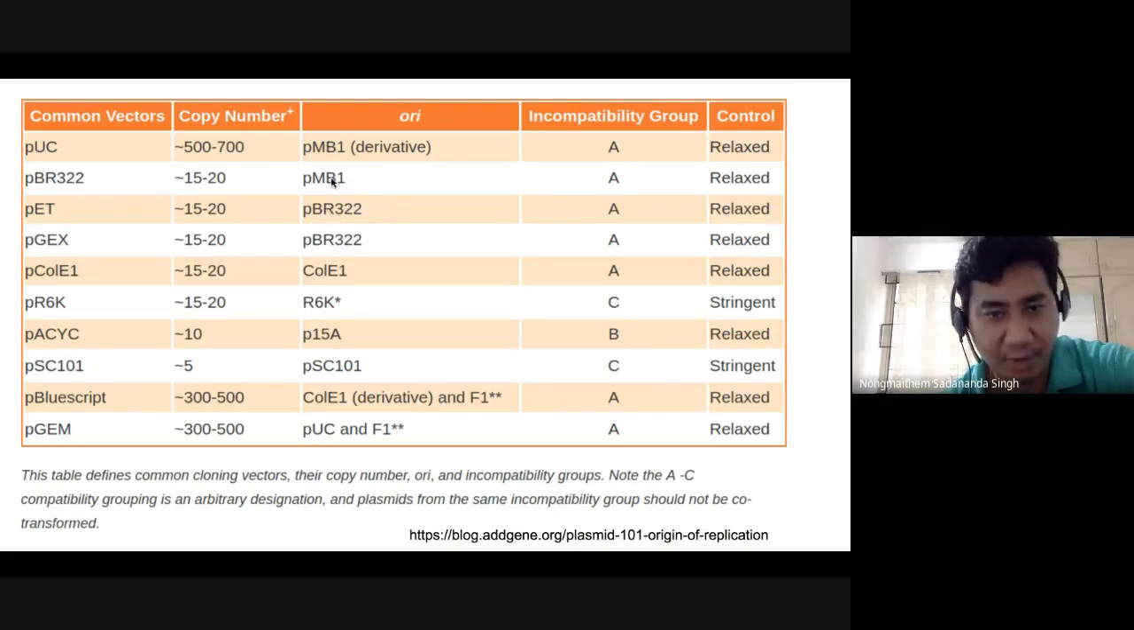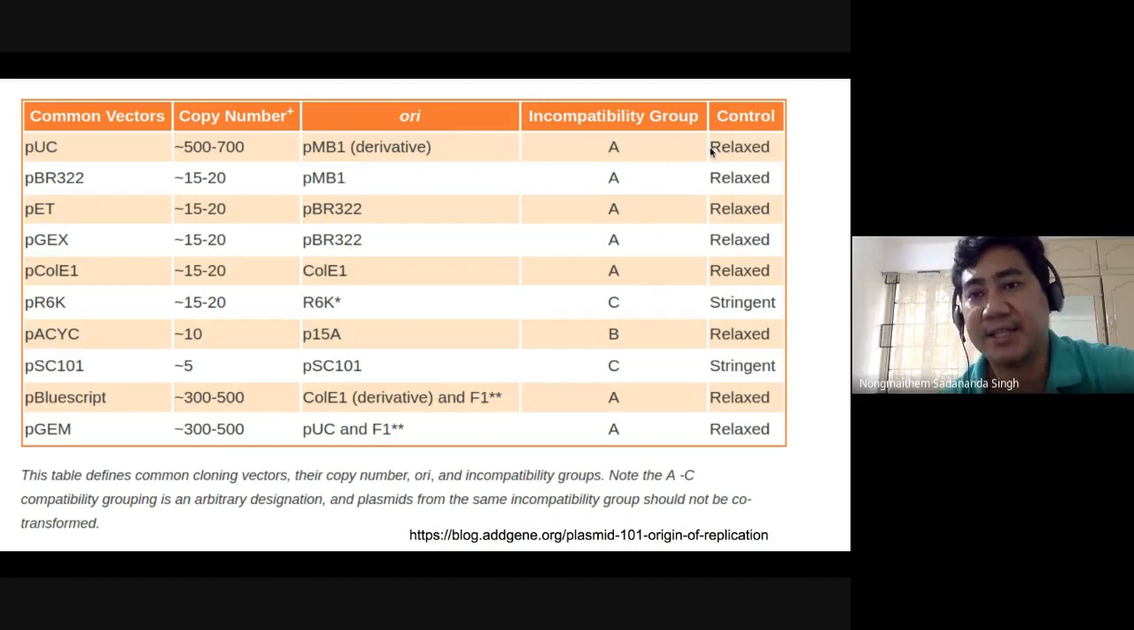Okay, so if you look at it, you have different types of origin of replication: pBR322, pMB1, ColE1, R6K, p15A, correct? pSC101, ColE1, and F1. So there are different types of origin of replication. But if you look here, they can be classified into three groups: Group A, Group B, and Group C. What it means is that the origin of replication controls the number of molecules. If you put pUC with origin of replication pMB1, it gives rise to lots of copies of the plasmid inside E. coli. That's called the relaxed state. It keeps on dividing, and the number is much more inside the cell.